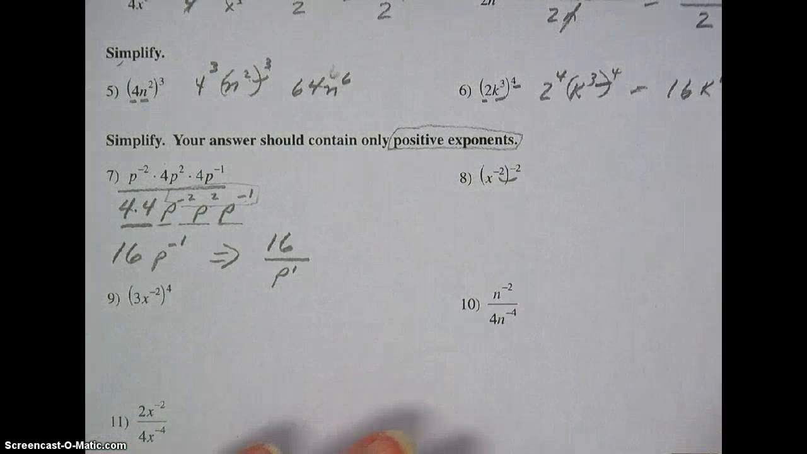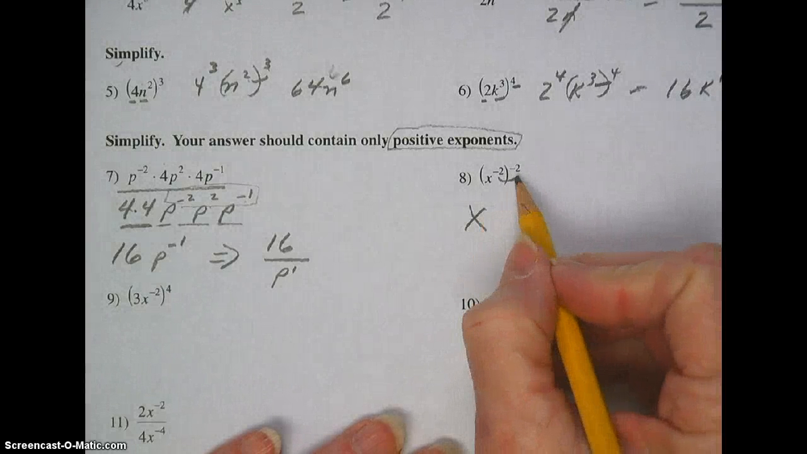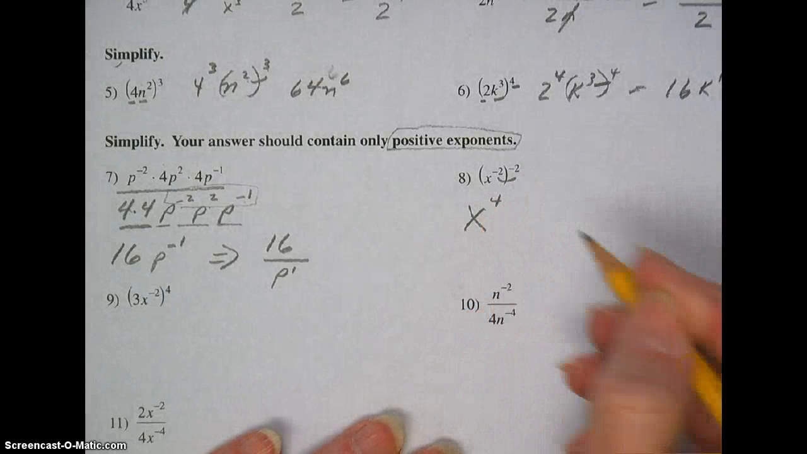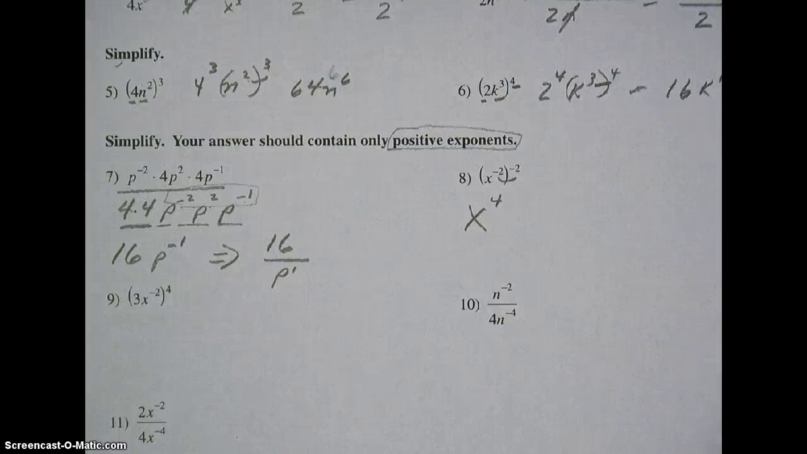Power to a power, number 8. A negative 2 times a negative 2 is a positive 4, and I would be done with that problem.